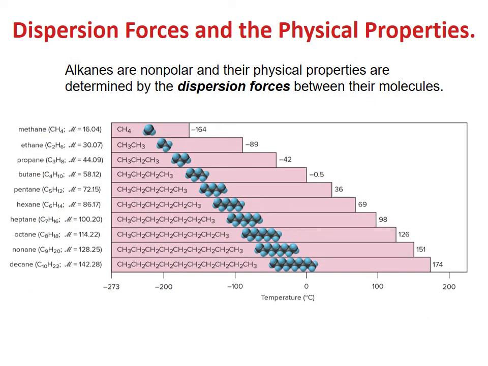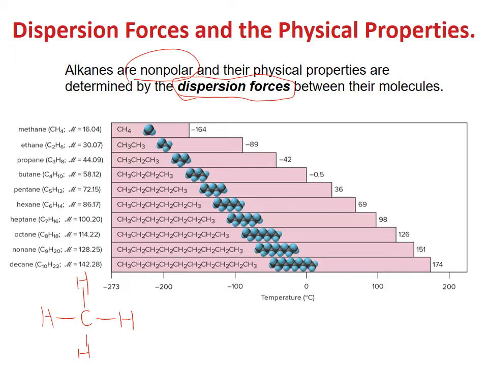Alkanes are nonpolar, and their properties are determined by the dispersion force. Let's take methane as an example: carbon with four hydrogens. Because carbon and hydrogen have similar electronegativity, the carbon-hydrogen bond is nonpolar, meaning the electrons are equally shared between carbon and hydrogen. However, at any instant, the electrons fluctuate between the carbon and hydrogen.